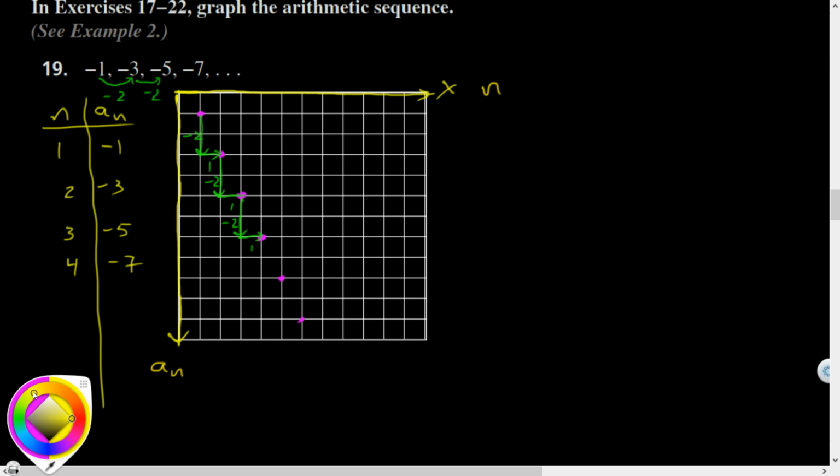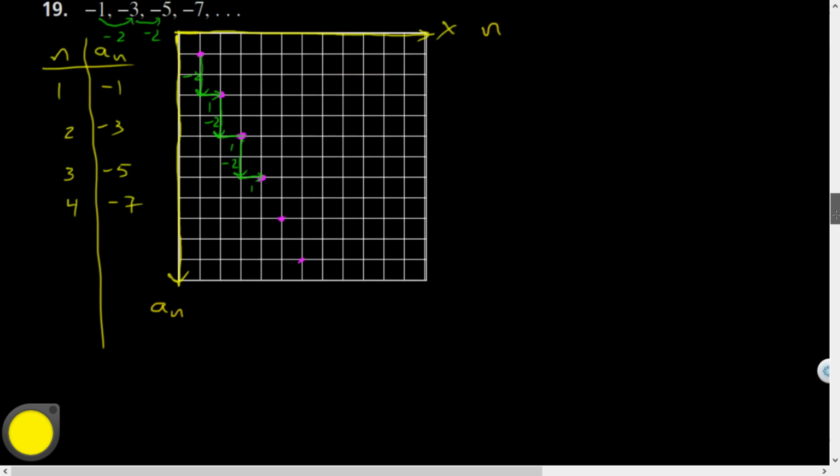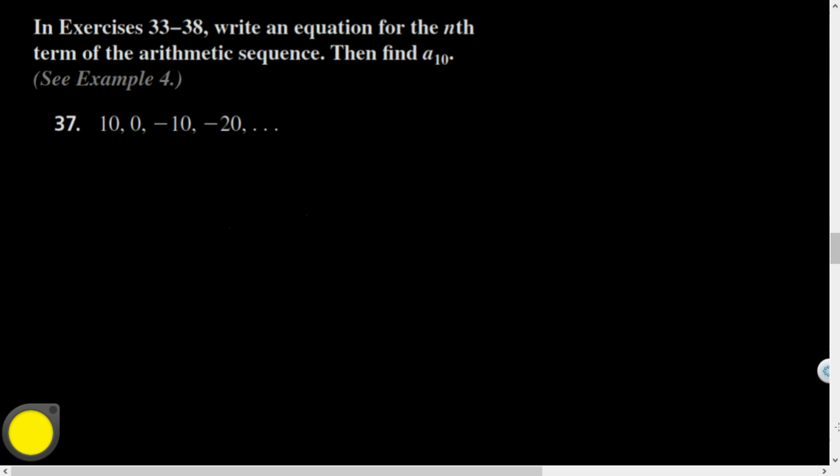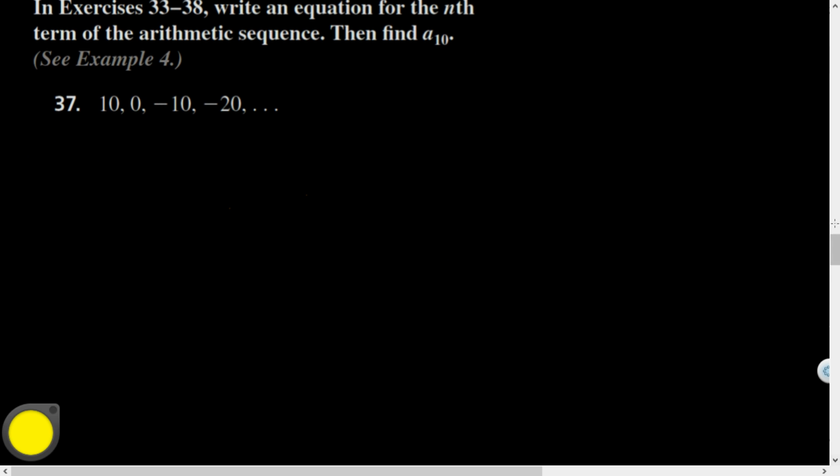Okay, now here is the moment of truth. This is going to be awesome. I'm pumped. This is where the power of formulas and prediction will come into play. I'm excited about this, guys. All right, write an equation for the nth term of the arithmetic sequence, then find a sub 10.